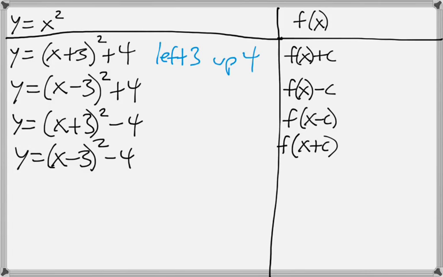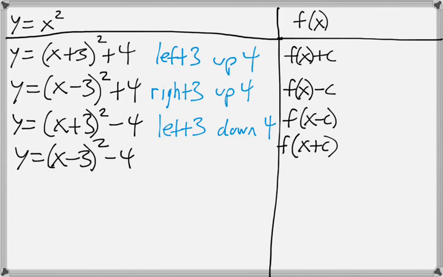If it's a minus 3 on the inside and a plus 4 on the outside, then this would be to the right 3 and up 4. If it's plus 3 on the inside and minus 4 on the outside, then it would be left 3 and down 4. And then the last case would be if it's a minus 3 on the inside and a minus 4 on the outside, then it would be right 3 and down 4.